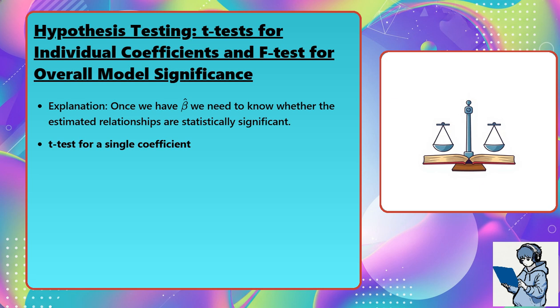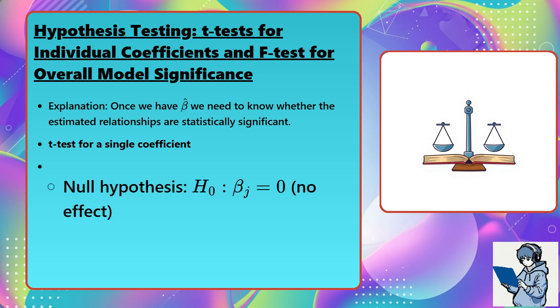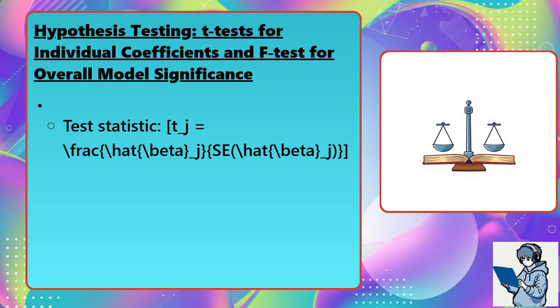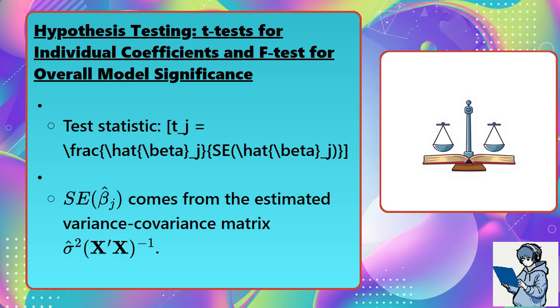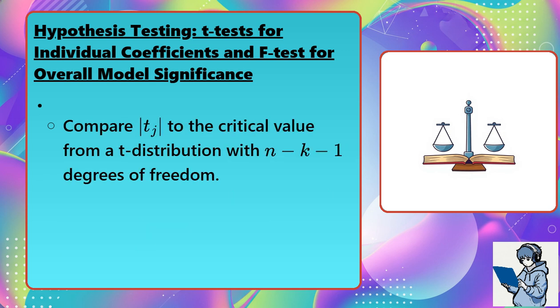T-test for a single coefficient. Null hypothesis: H0, beta j equals 0, no effect. Alternate: Ha, beta j not equal to 0. Test statistic: t sub j equals beta hat sub j over SE of beta hat sub j. SE of beta hat sub j comes from the estimated variance covariance matrix, sigma hat squared times X transpose X inverse. Compare the absolute value of t sub j to the critical value from a t distribution with n minus k minus 1 degrees of freedom.